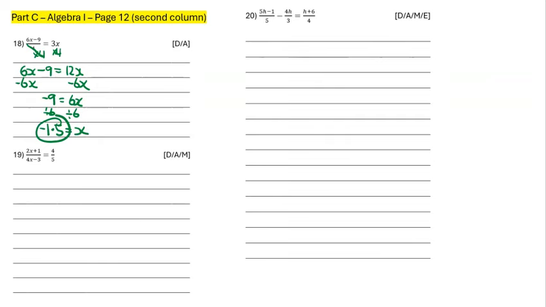Just noting, I've got that in the decimal form. You might have done like negative 9 over 6 and then simplify that to negative 3 over 2. That's 100% okay, and you'll still be getting full marks for that as well. So now into question number 19.